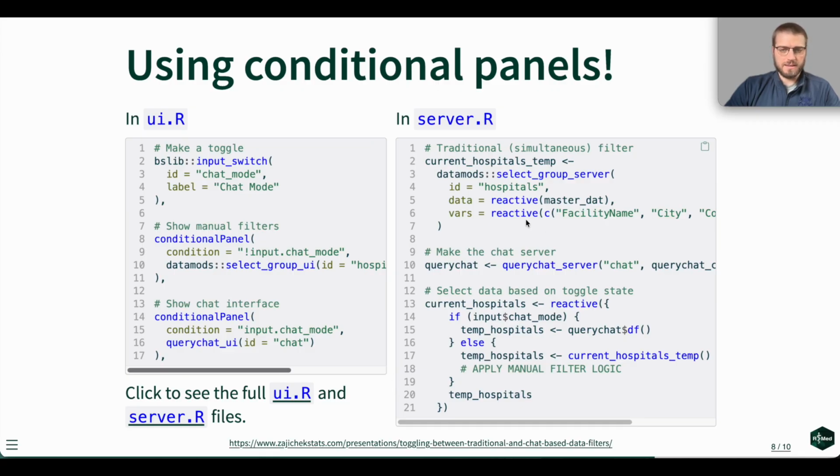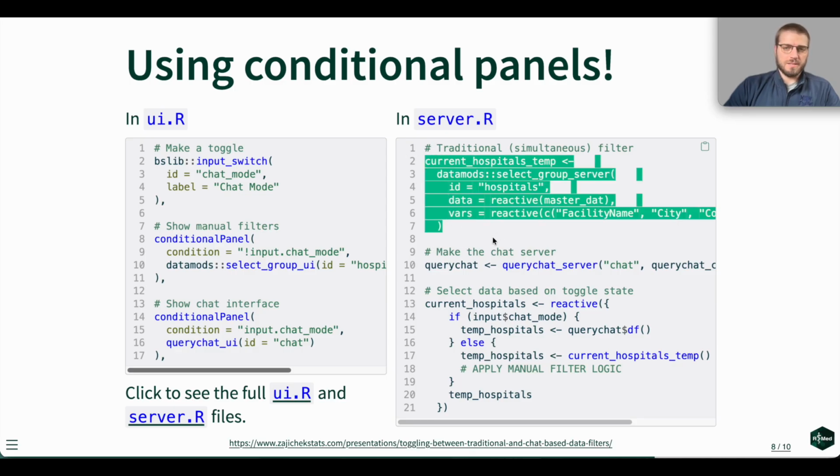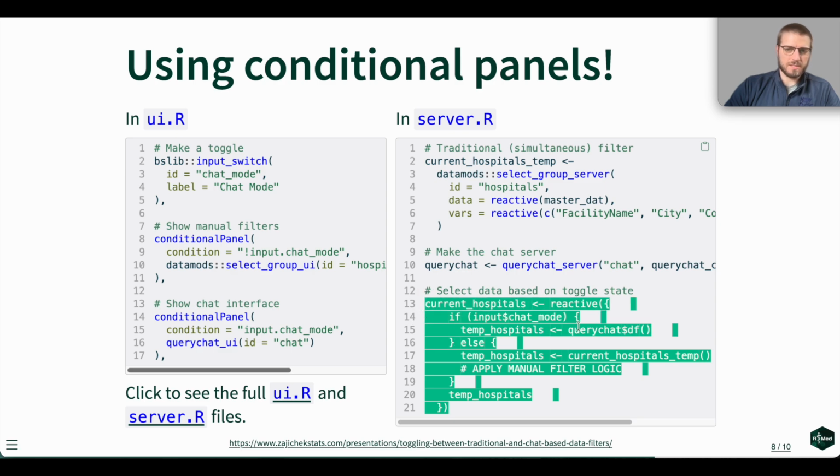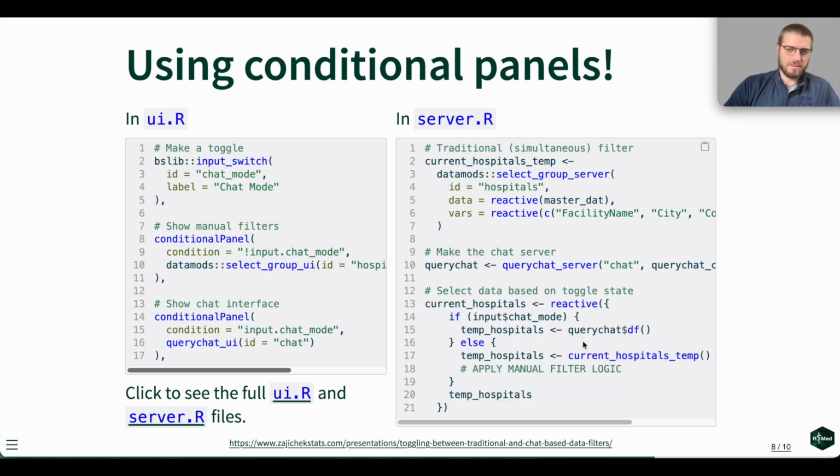And then on the server side, there's similar conditional functionality. I have a data set being stored that represents whatever's being pulled from the traditional data filters sitting in the background. And then I have my query chat server object, and then my data set that actually feeds the visuals is just a reactive value that is conditional based on the state of the toggle. So if it's in chat mode, pull the result from query chat. If it's not in chat mode, just pull this temporary current hospital table, and now I can use my data set downstream, whichever source it came from.